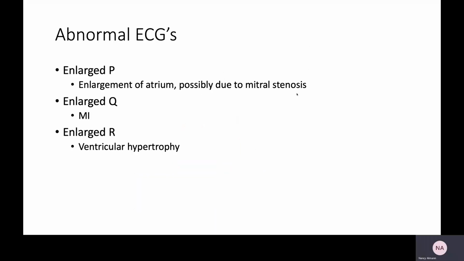Now, what happens with abnormal ECGs or EKGs? An enlarged P means you may have mitral stenosis because you have enlarged atria. Enlarged Q, uh-oh, you might be having a myocardial infarct or heart attack. Enlarged R means you might have ventricular hypertrophy.